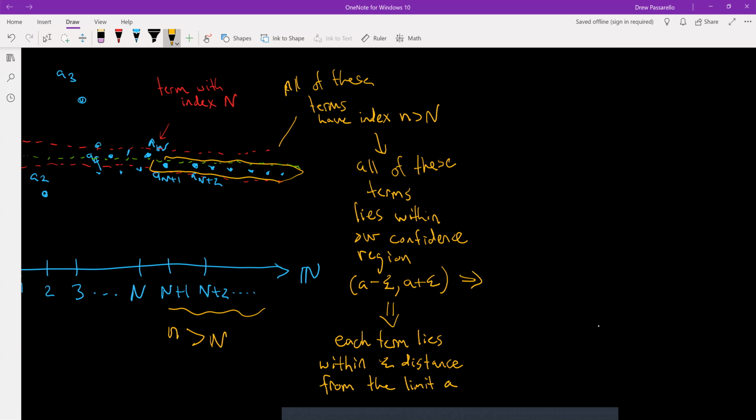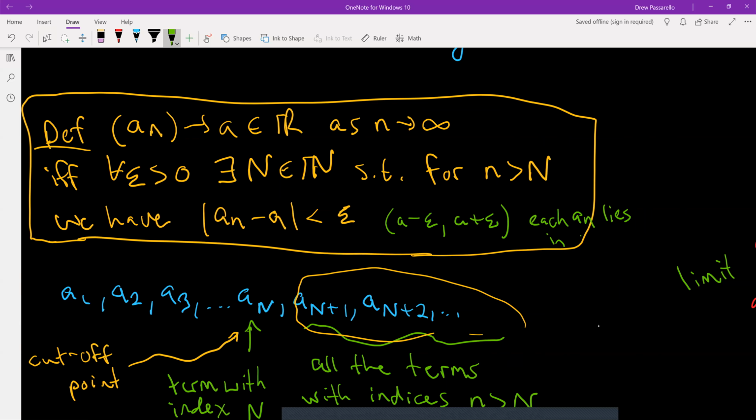So right here, this is basically meaning our a_n's lie in the interval (a minus epsilon, a plus epsilon), and each a_n is in that interval. All right, and I called that the confidence region. Okay, so again, formalizing the language.